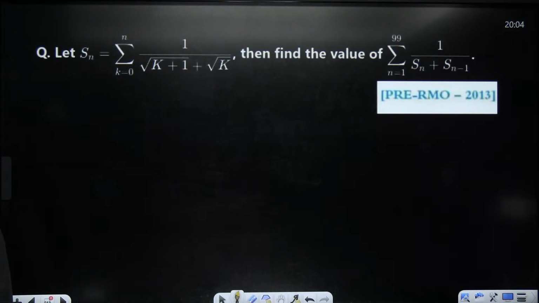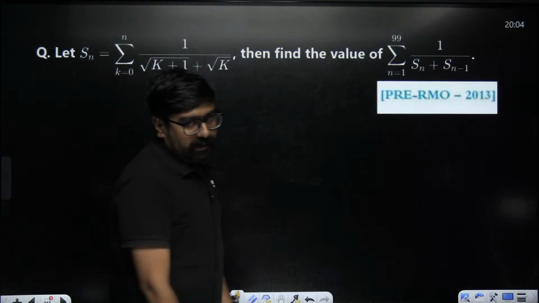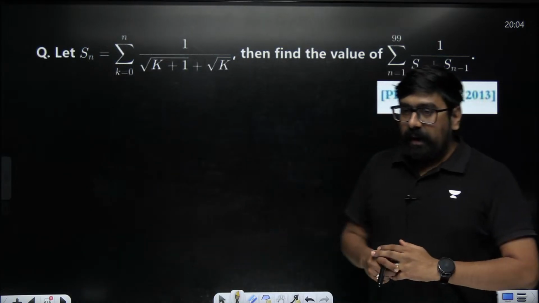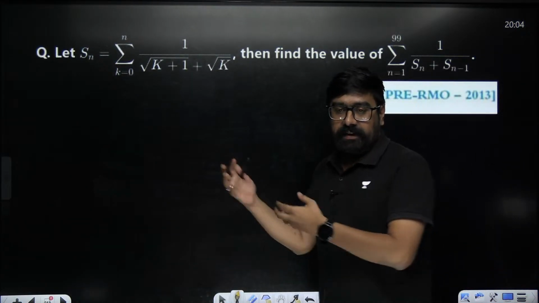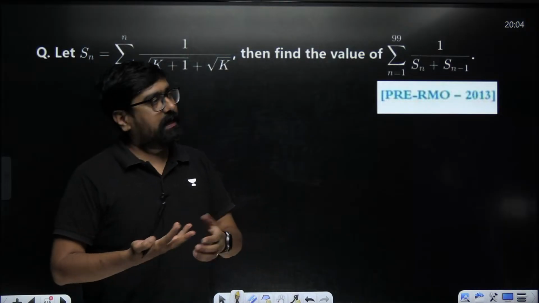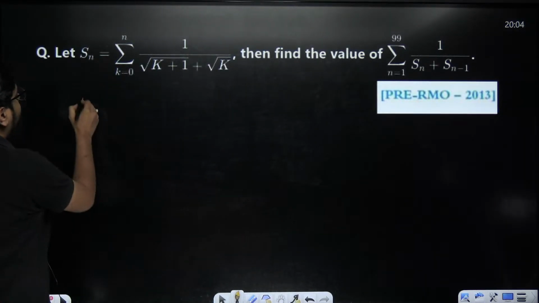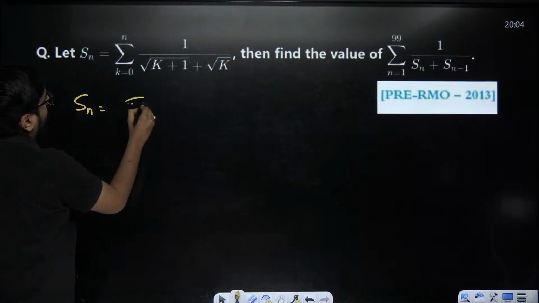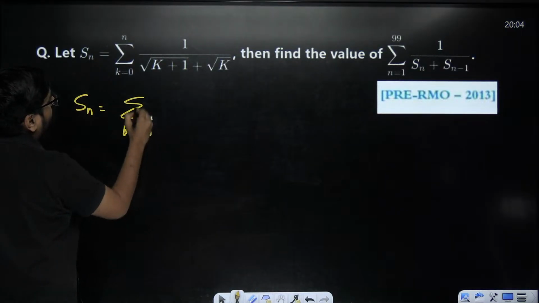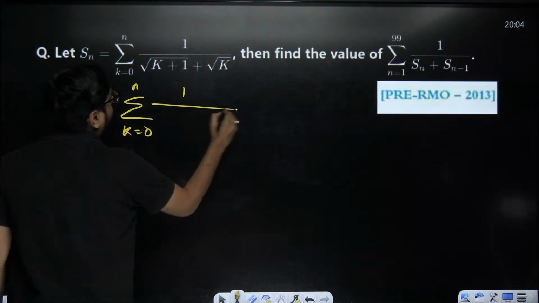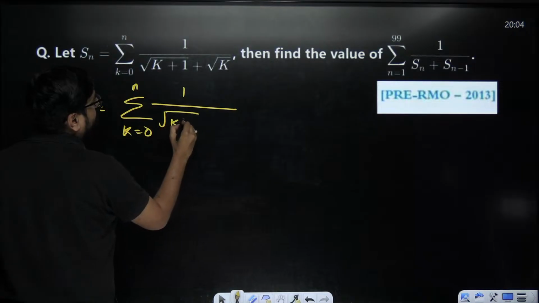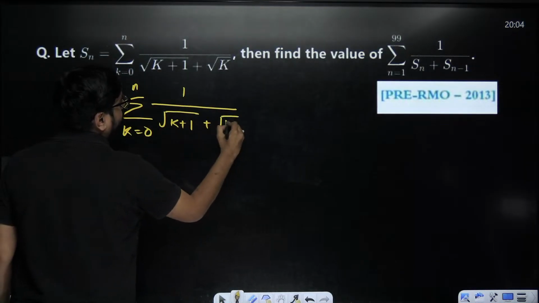Okay. This question I gave as homework in the last class, right? This is the reason we started with telescoping. How telescoping happens, for example. This is the sum of n terms. Sn is defined as sigma over k equal to 0 to n of 1 divided by square root of k plus 1 plus square root of k.